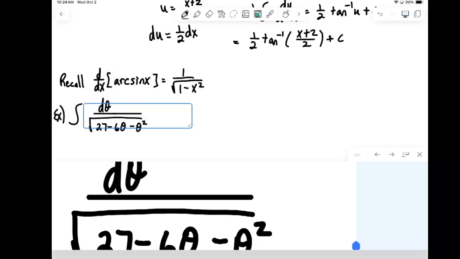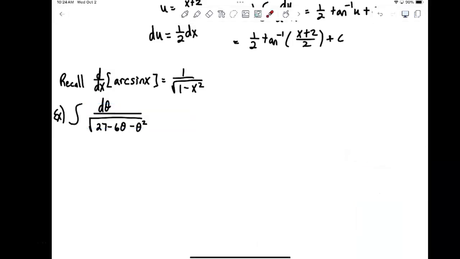All right, so for this example here, we have an inverse trig function. In this case, we recall that the derivative of the arc sine is 1 over the square root of 1 minus x squared. So what we're going to eventually try to do is transform this so that it's the square root of 1 minus u squared. That way we can turn it into an arc sine and then work things out.